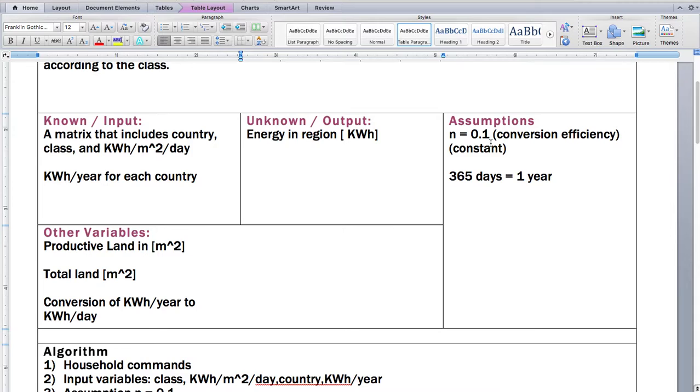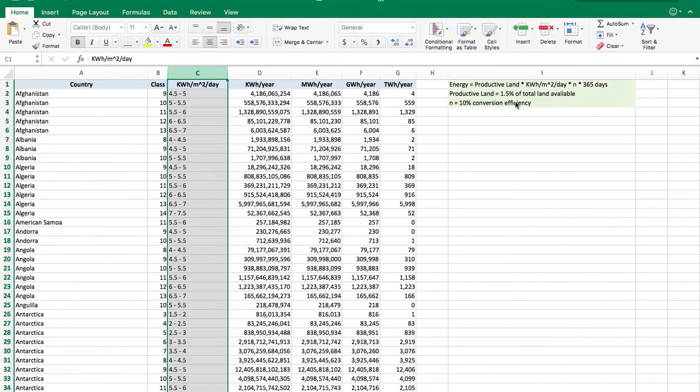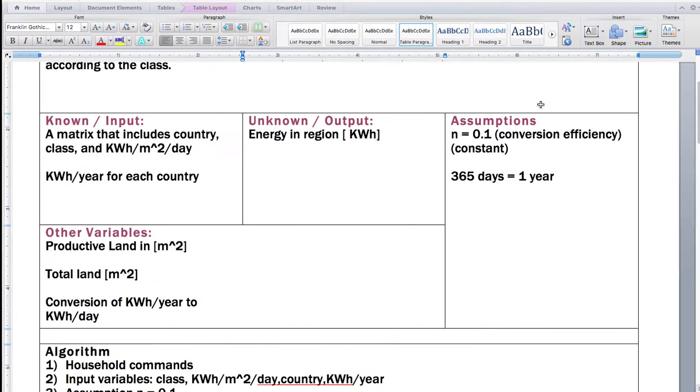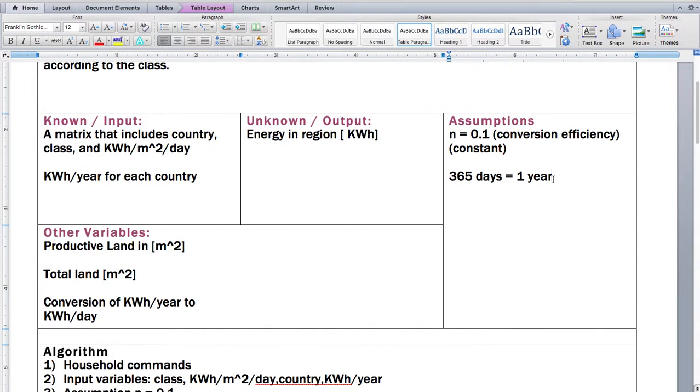For our assumptions, we have this constant n, which comes from these equations that we have here. It's the conversion efficiency. And we have this conversion factor of 365 days equals 1 year. Our other variables are going to be the productive land, total land, and the conversions that are going to be needed to calculate the energy.